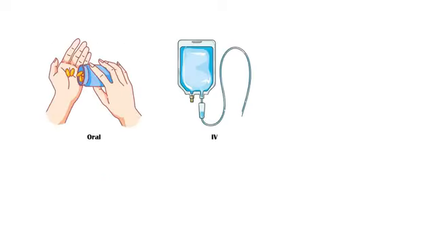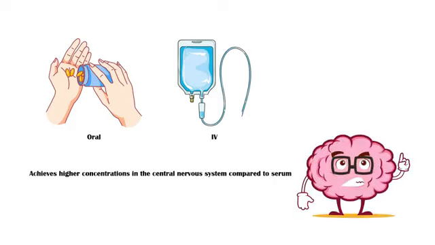Phenytoin can be administered orally and intravenously. Phenytoin achieves higher concentrations in the central nervous system compared to the serum. Therefore, it is ideal in the treatment of central nervous system disorders.